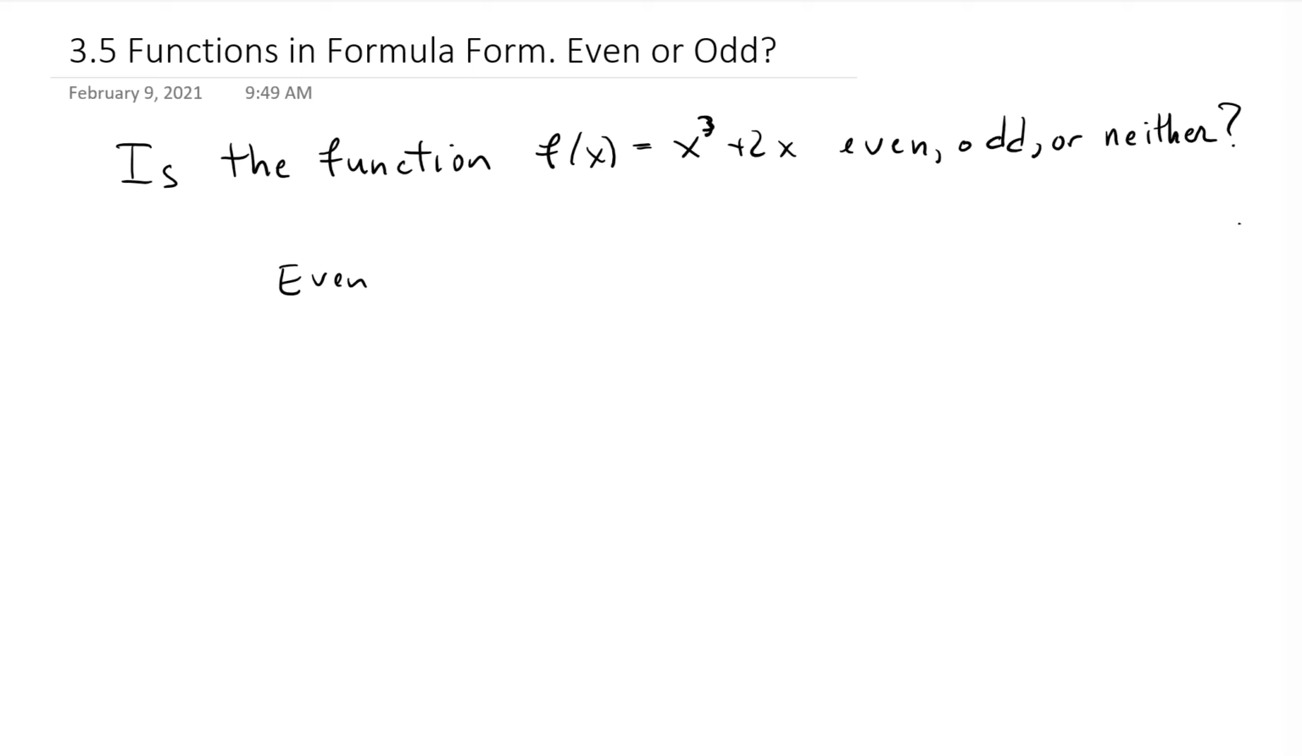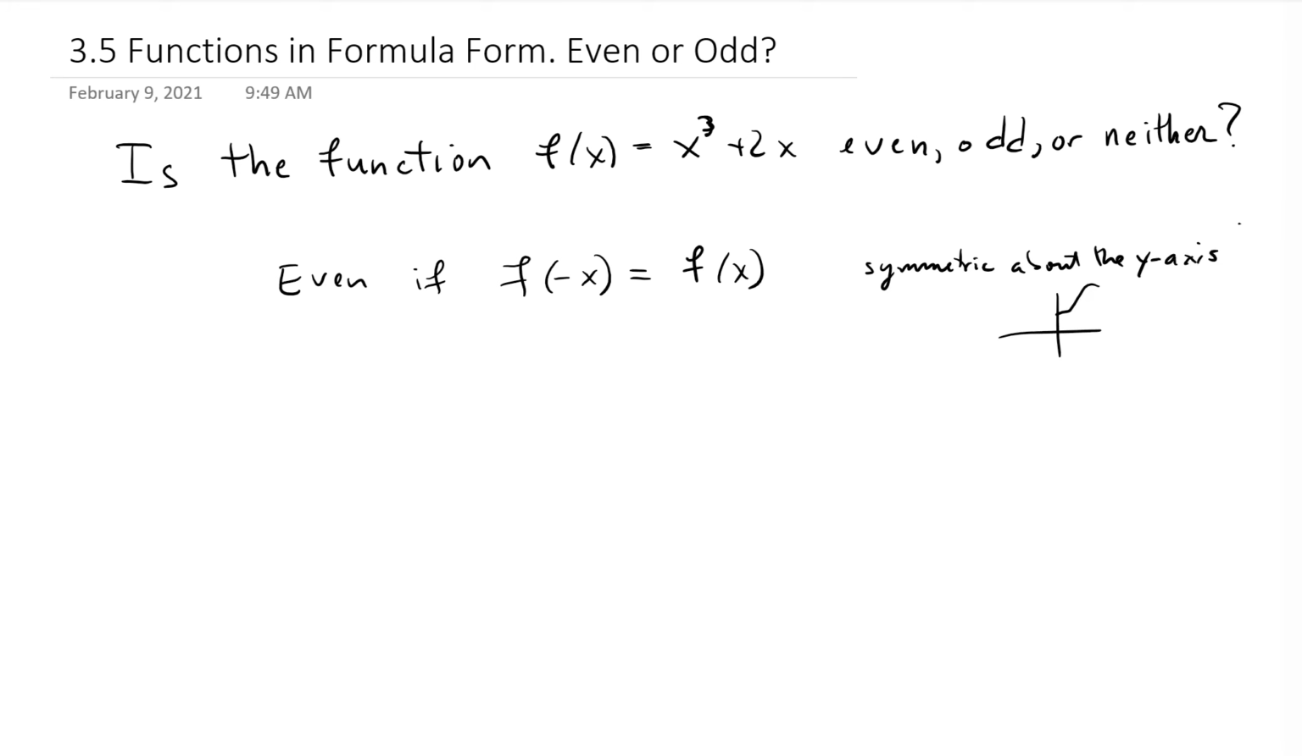So for an even function, this is going to be true if f of minus x is equal to f of x. So this would mean that the graph would be symmetric about the y-axis. Okay, so it occurs if you have something like this.